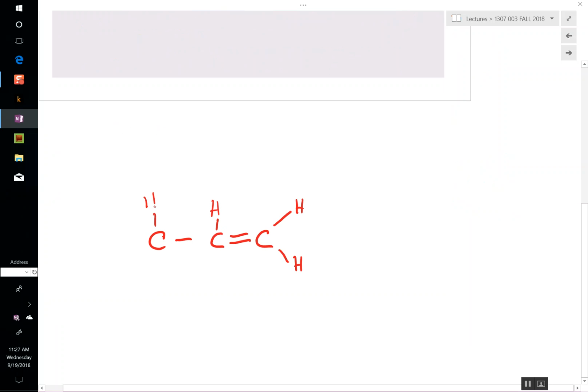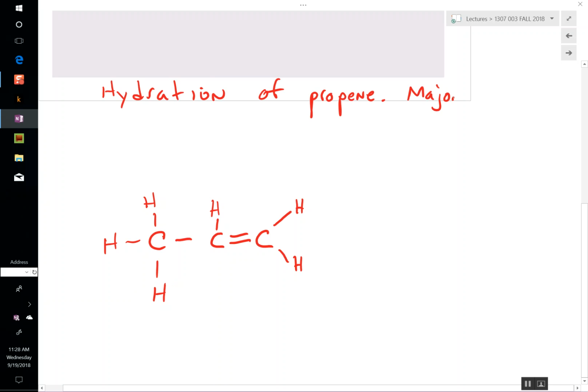Let's say we have, let me put this molecule down here. Here is propene. And we're going to look at the hydration. If I said draw out the reaction of the hydration of propene, major product only. Okay, so let's figure out what I mean by that.